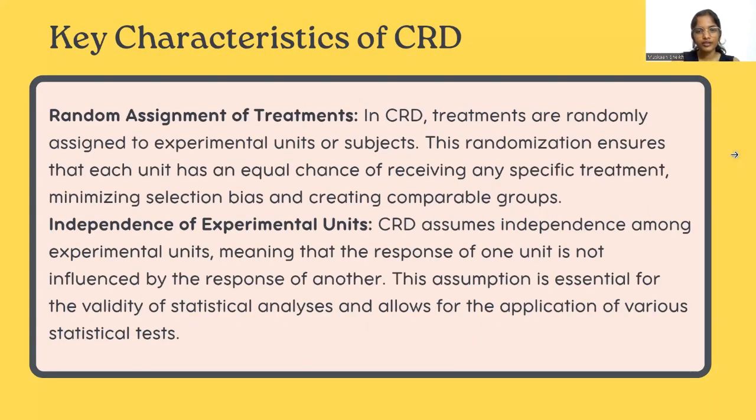Let's see the key characteristics of CRD. Random assignment of treatments. In CRD, treatments are randomly assigned to experimental units or subjects. This randomization ensures that each unit has an equal chance of receiving any specific treatment, minimizing selection bias and creating comparable groups.